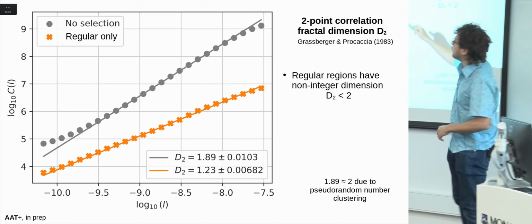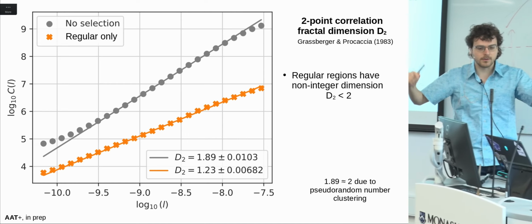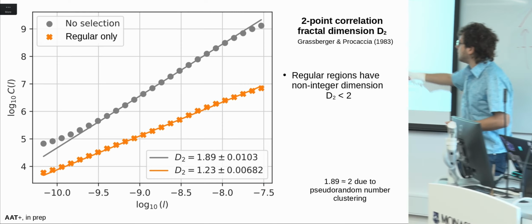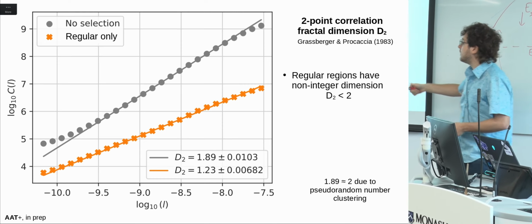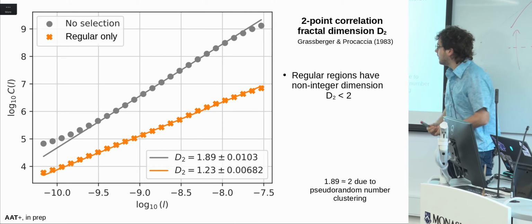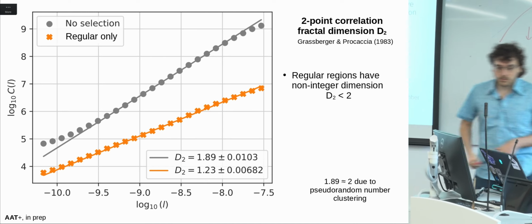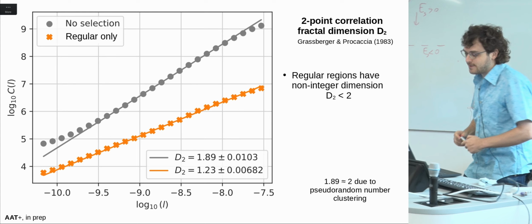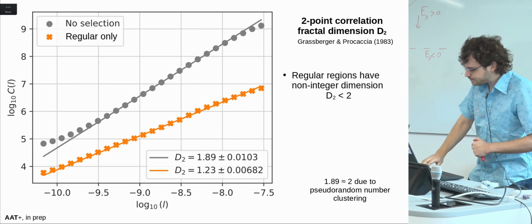But if we only take the regular interactions in the phase space you have seen earlier, we see that definitely this is less than 2, less than the embedding phase space, and it's greater than 1 as well. So it's not a completely linear, one-dimensional feature.